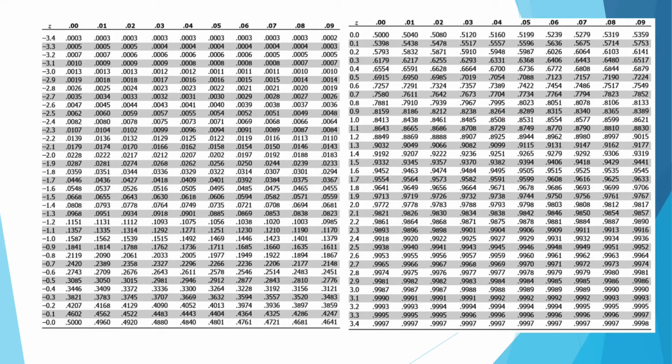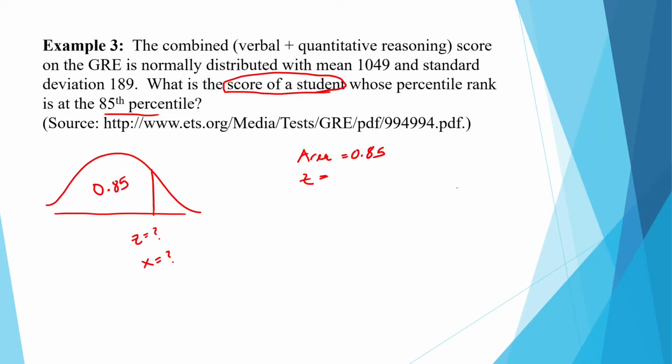The closest one is 0.8508, and that corresponds to a z-score of 1.04. We found the z-score of 1.04, but we're looking for the x, remember? So we're going to use the formula z equals x minus mu divided by sigma to answer the question.